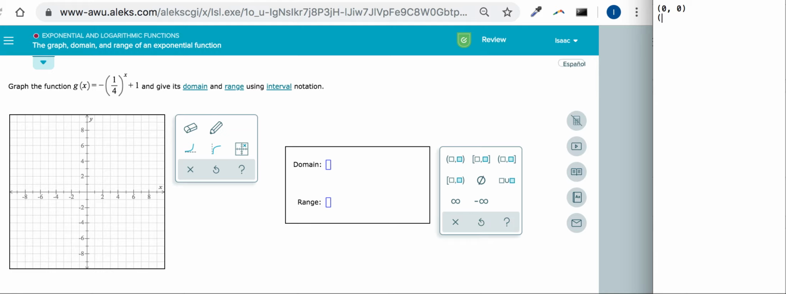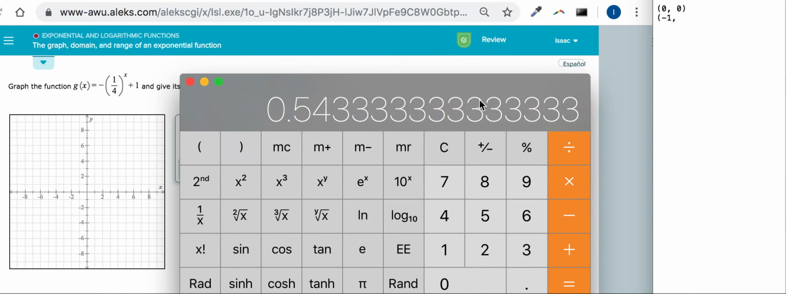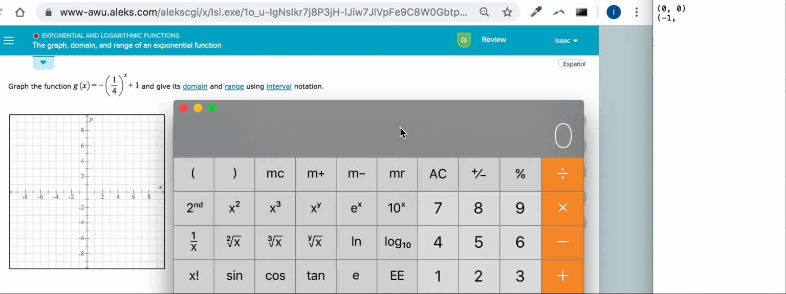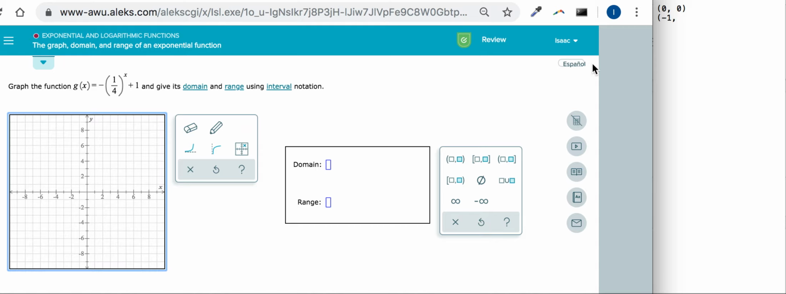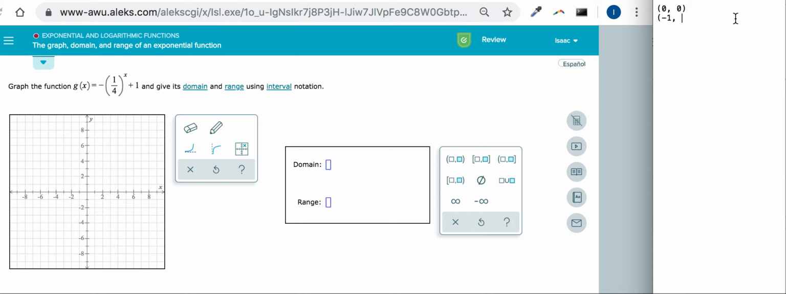If you plug in, let's say, negative 1. Okay, and the reason why I picked negative 1 is because 1/4 is 0.25, right? If you do 0.25 to the negative first power, it gives you a nice even 4. So it's a nice number to work with. So if you plug in negative 1 here, this term becomes 4. So negative 4 plus 1 makes negative 3. So we got our 2 dots.